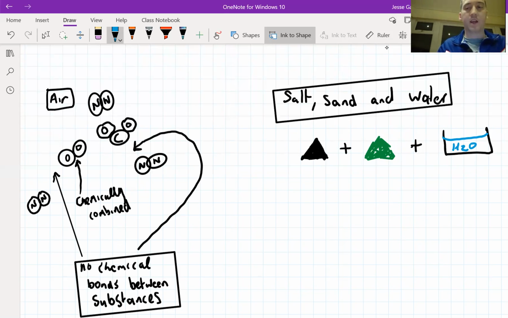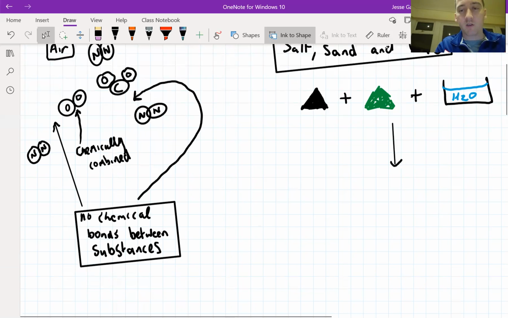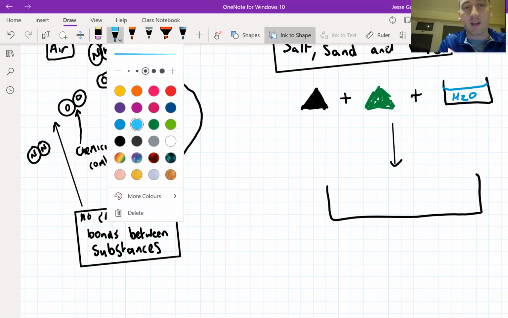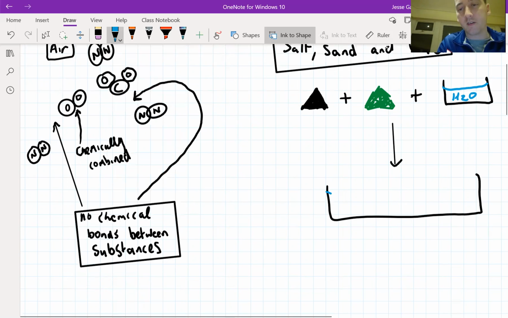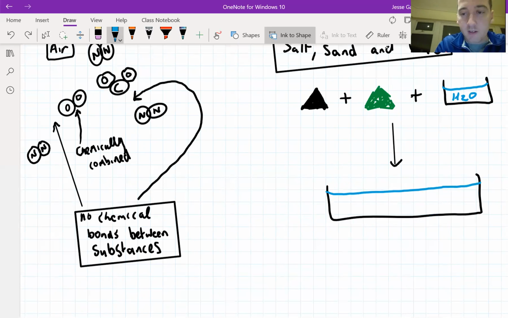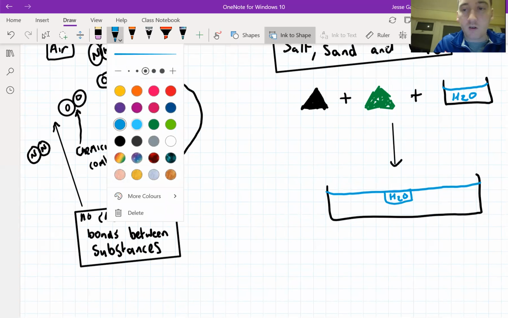And I'm going to mix them together. So I'm mixing them together and putting them into the container. I'm going to put the sand and the salt into the container. And what is the result? Well, I still have my water. That substance is still there. Those water particles are still there. H2O. So I still have my water.